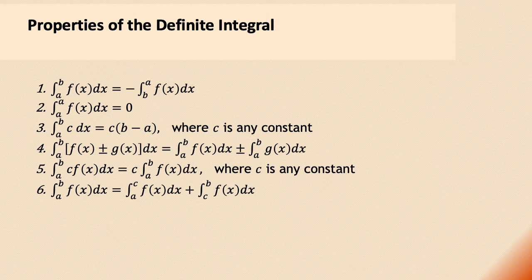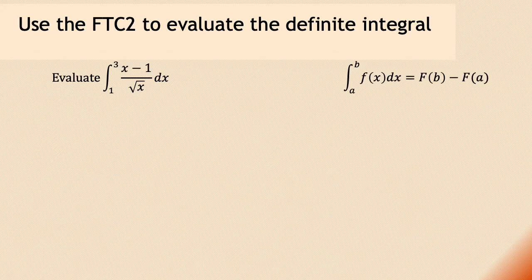So here again is the list of the properties of the definite integral, and you should read through them pretty carefully, make sure that you understand what each one is telling you. Let's go on and do another example. On the right, I've given you what the fundamental theorem of calculus part 2 says, and that is that the definite integral of little f of x is equal to the antiderivative of f evaluated at the upper boundary minus the antiderivative of f evaluated at the lower boundary.